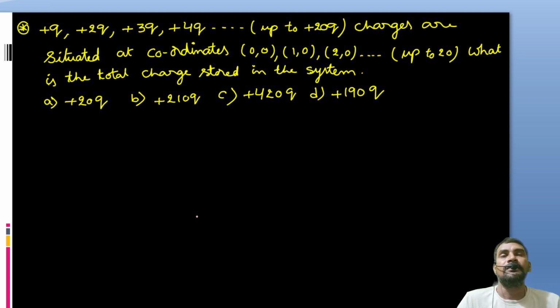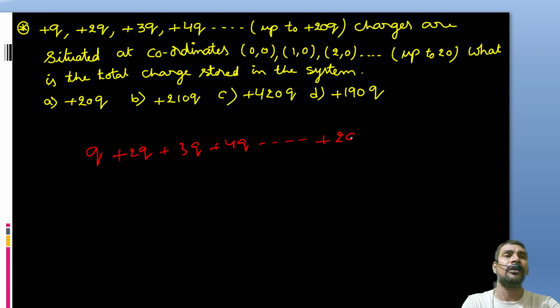Now next question. Plus q, plus 2q, plus 3q, plus 4q up to plus 20q charges are situated at coordinates (0,0), (1,0), (2,0) up to (20,0). What is the total charge stored in the system? So this is the property of total charge. If I want the total charge of a system, I just need to add all the charges. So I am adding q plus 2q plus 3q plus 4q and so on up to 20q.